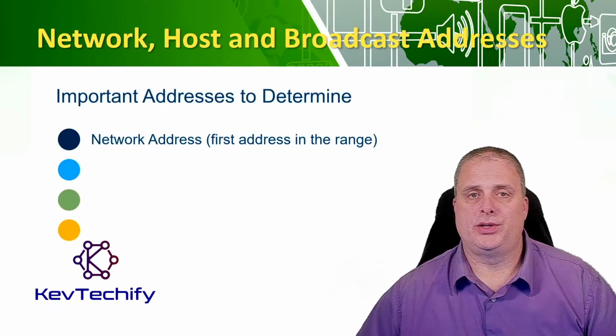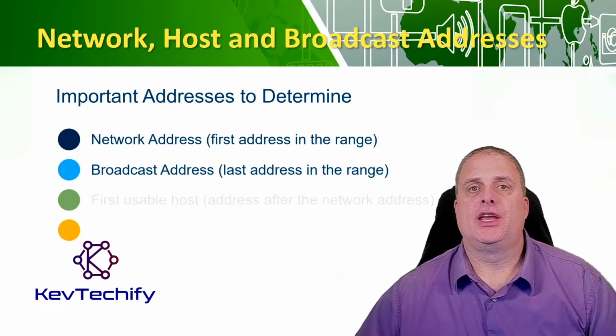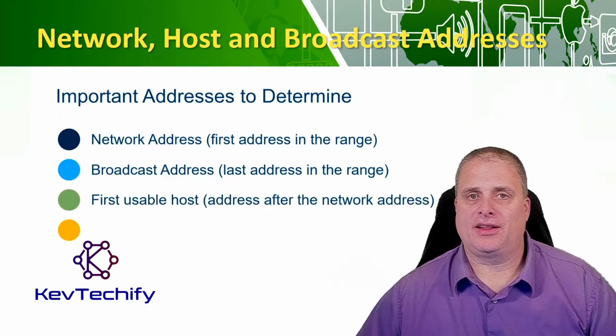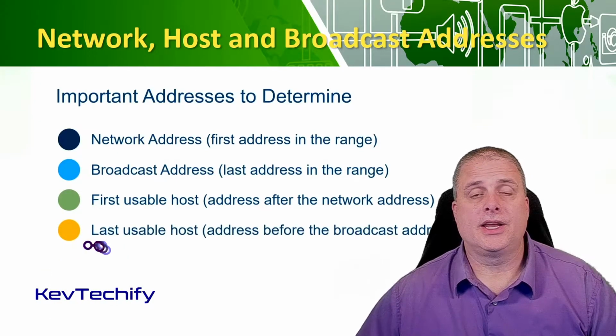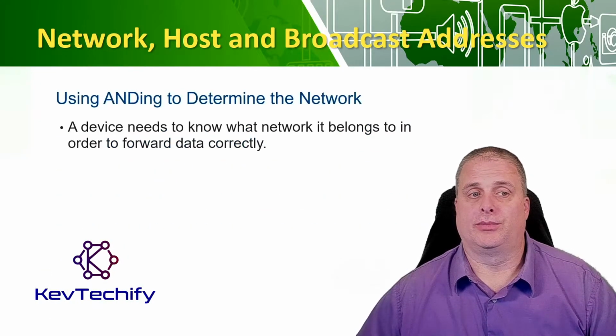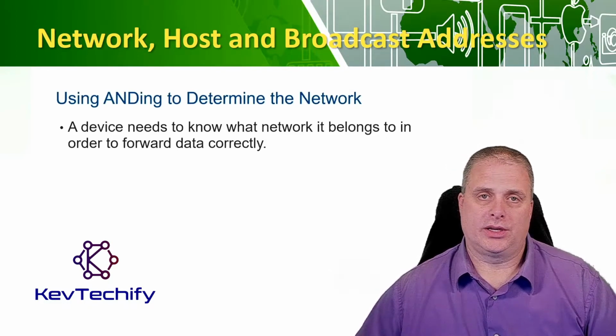All the addresses between the network address and the broadcast address make up the usable or valid host addresses and can be used to address the hosts on the network. Let's take a look at how these addresses are determined. In order to forward data, a device needs to know what network it is on.